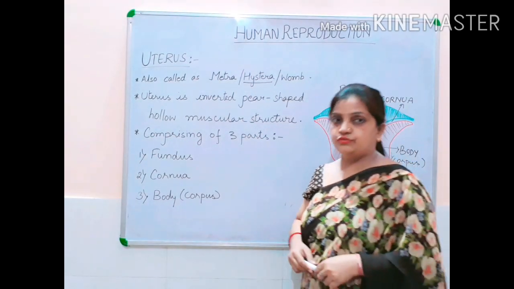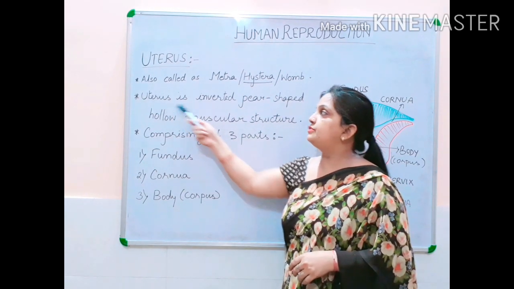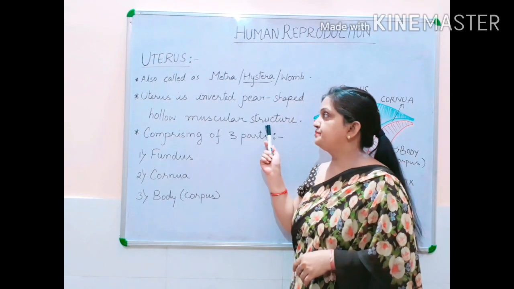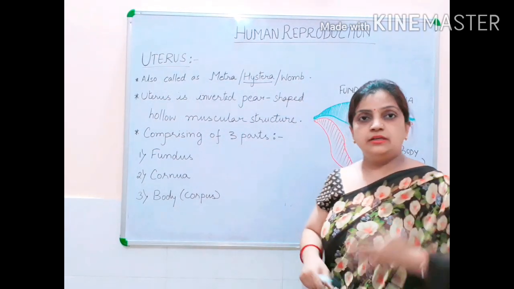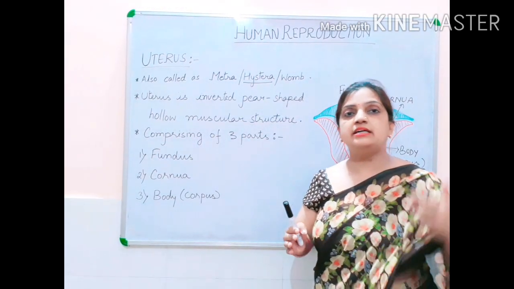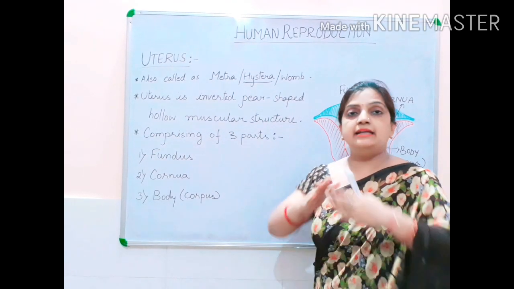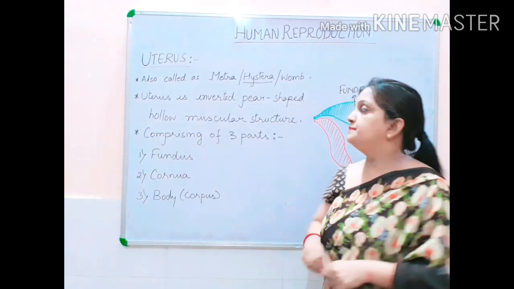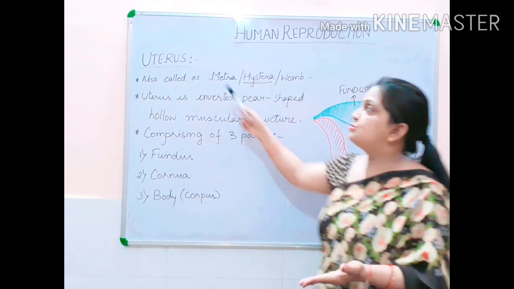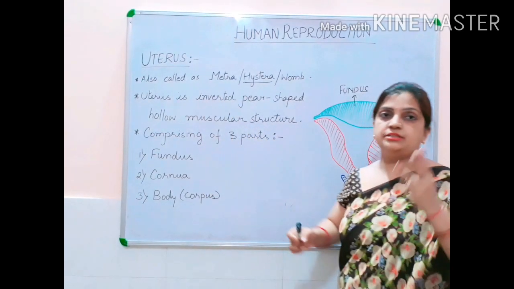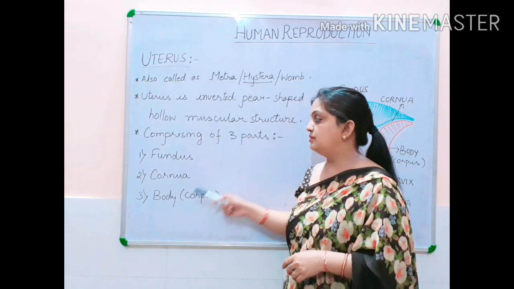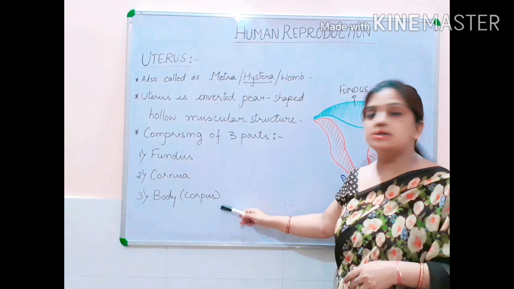Now children, let us move to the further theory. The uterus is an inverted, pear-shaped, hollow muscular structure. We will understand this in the diagram. Just for your knowledge, the uterus is an inverted pear-shaped structure and the whole structure is hollow. Now let us move to the parts of the uterus. The uterus is made up of three important parts: fundus, cornua and body. Body is also called corpus.